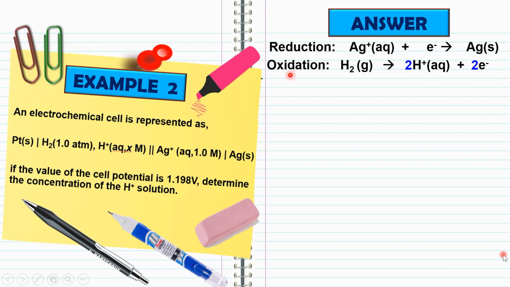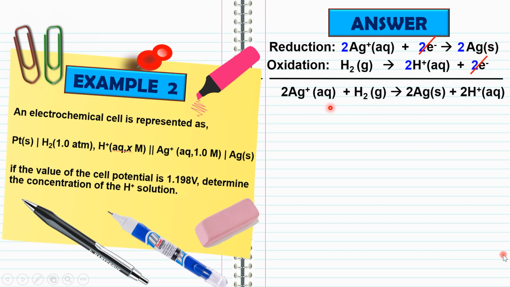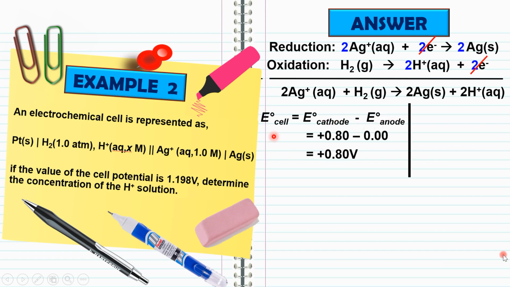Since the oxidation equation is not balanced, you have to times 2 to balance. Since the oxidation reaction needs 2 electrons and the reduction only has 1, for the whole reduction equation you have to times 2. Next step, you can cancel out the number of electrons on both sides and finally you get the overall equation. We have to find the overall equation so that it is easier for you to write the Q expression. Now, you have to calculate the E naught cell. E naught cell is equal to E naught cathode minus E naught anode.